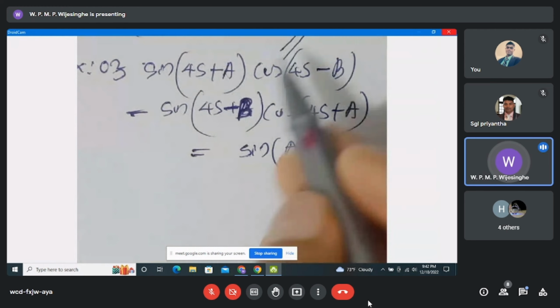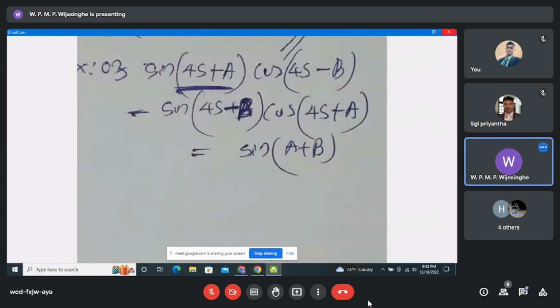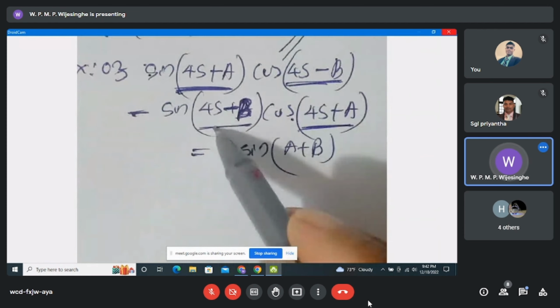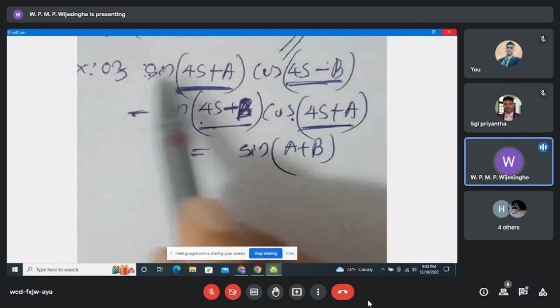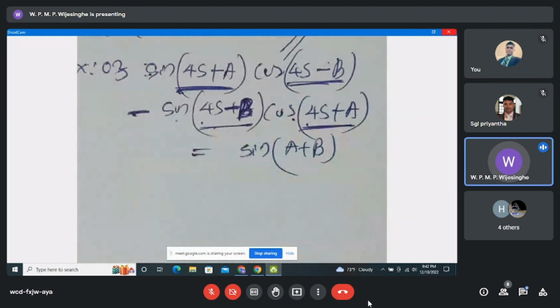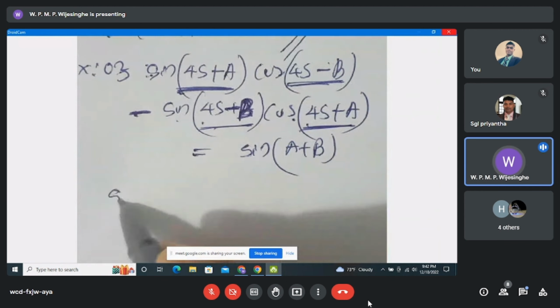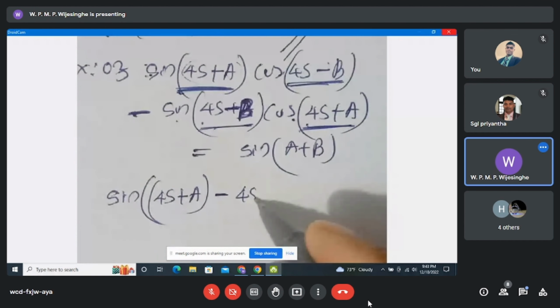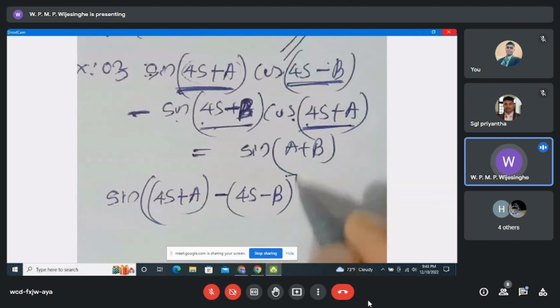Yes, we can observe that sin 45 plus A, here 45 plus A, same angle, sin converts into cos. Then 45 minus B, 45 minus B, cos converts into sin: sin cos, sin cos. Then here it is minus, so it is the sine of the difference of two angles, right? Then sin of the first angle, 45 plus A, should deduct the 45 minus B angle.